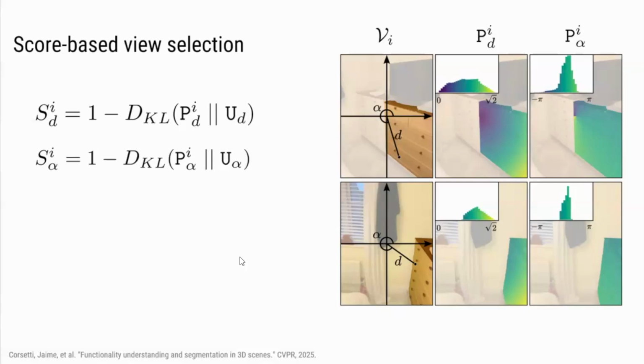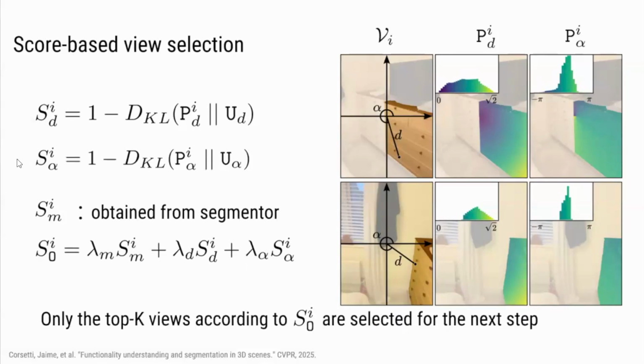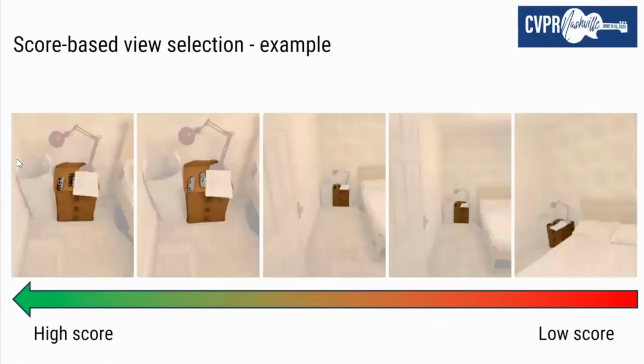So we define these two scores, which are the distance score and the angle score. We also consider a semantic score, which is obtained from the segmentor. In this case, we use SAM, so this is the confidence score given by SAM. And finally, we average all the scores with hyperparameters to obtain a single one after normalization. In this way, we can rank all the views we have, and we select only the top K, specifically the top 50 in our default setting.